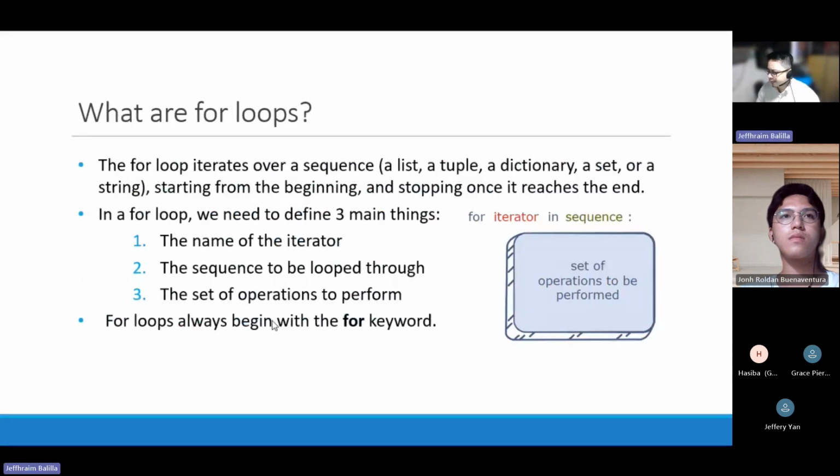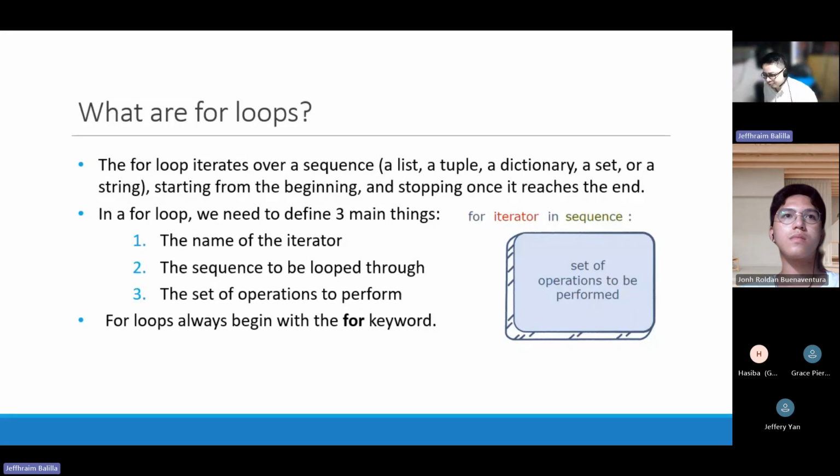So what are for loops? The for loop iterates over a sequence. It could be a list, a tuple, a dictionary, a set, or a string. Starting from the beginning and stopping once it reaches the end. So from the very first element until it exhausts or loops over all of the elements to the last. Okay, so it doesn't skip any element. It goes through all of them.